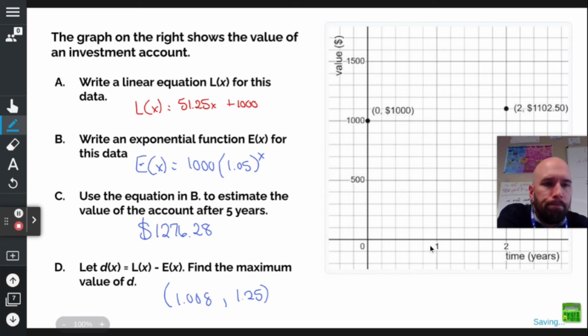Okay, so a little bit of exponential regression, a little bit of linear regression, a little bit of maximums, a little bit of plugging stuff in. Fun.